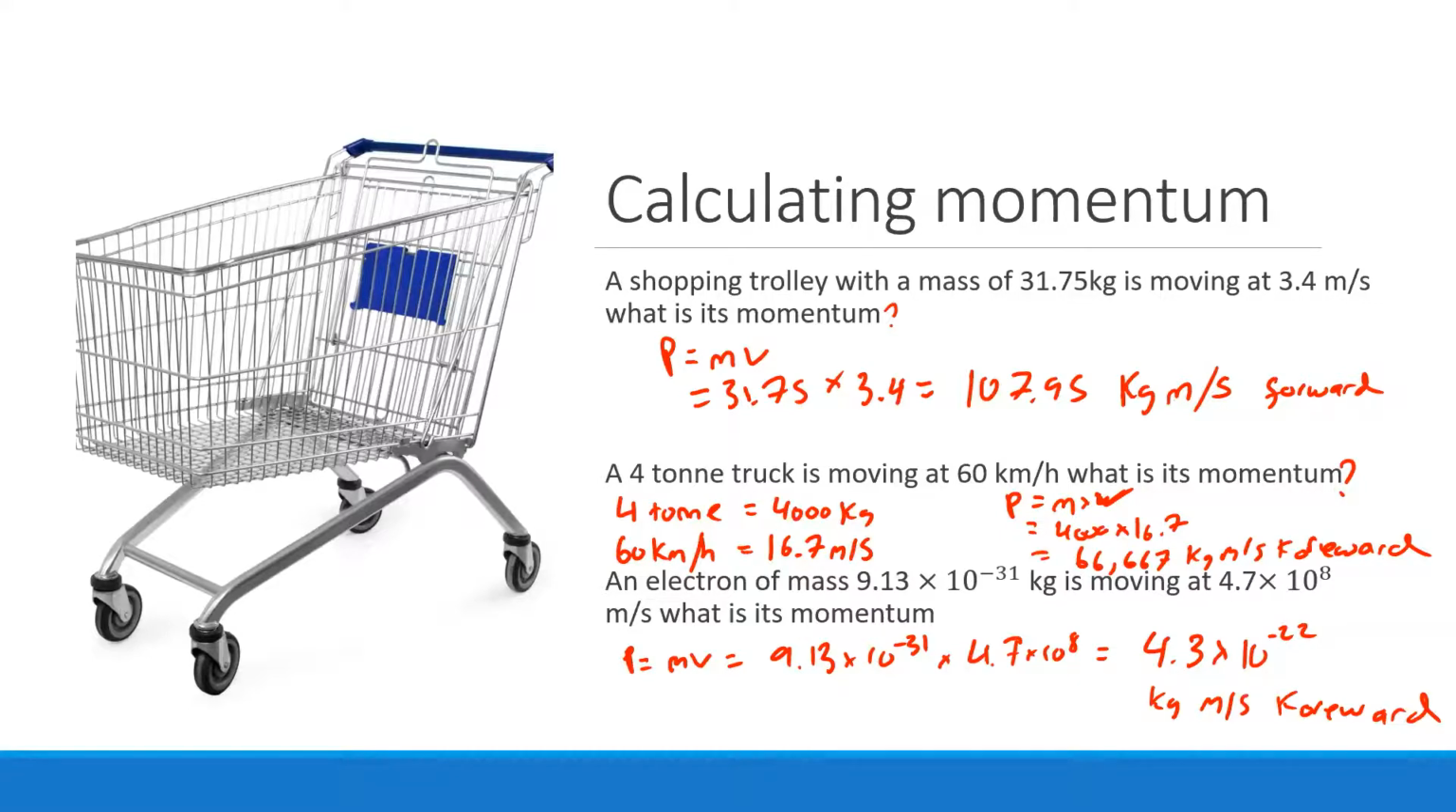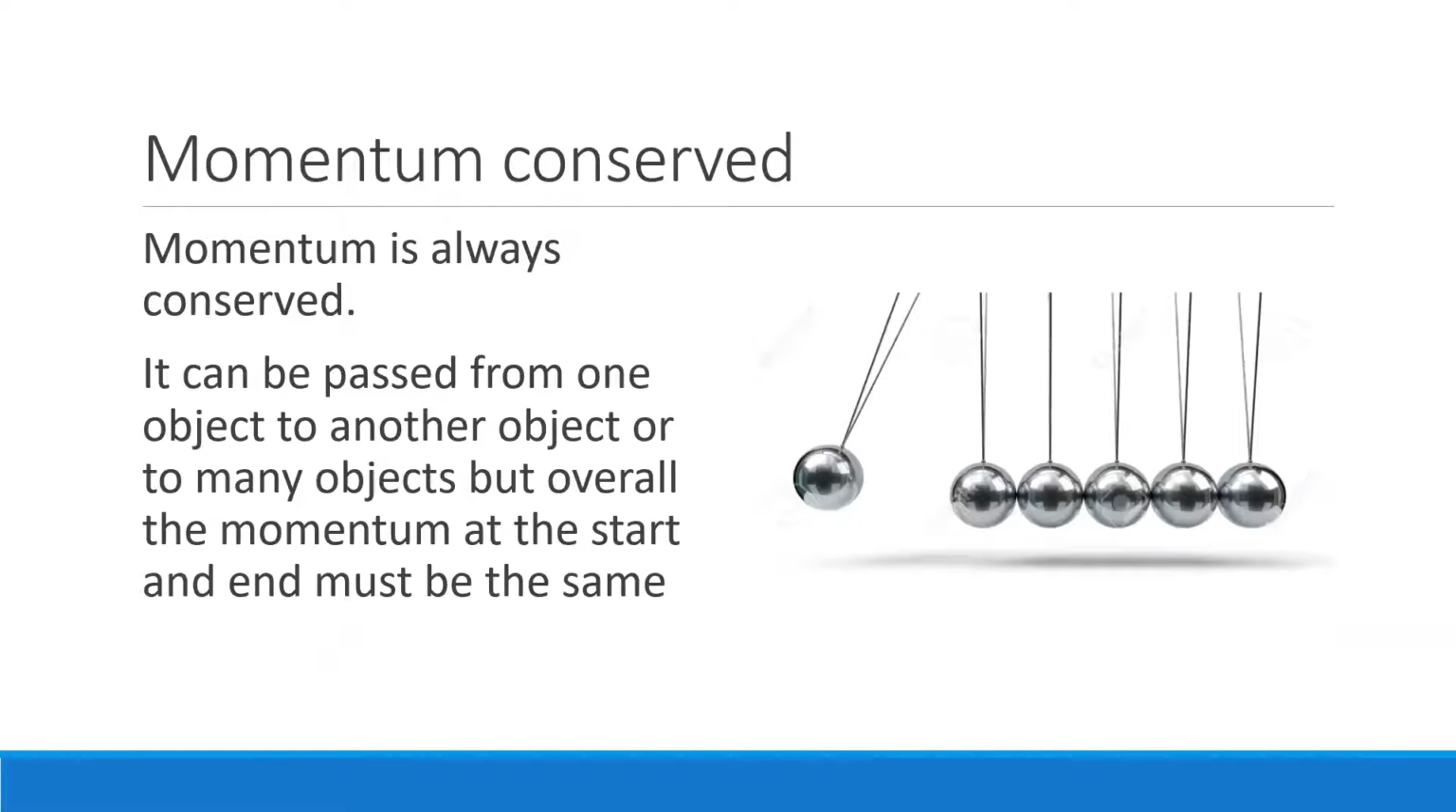Momentum is conserved. Momentum is always conserved. It can be passed from one object to another object or to many objects, but overall the momentum at the start and end must be the same. And this is actually the law that we're going to use a lot to help us to explain the universe. What I love about this idea of momentum is it gives us a way to calculate how things will move before and after a collision.